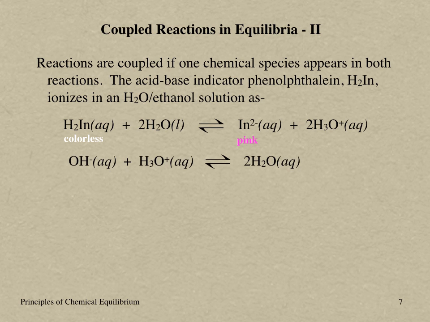For example, the second equilibrium shows what happens when hydroxide ion, or OH-, is added to a solution containing this indicator. The OH- reacts with H3O+ formed in the phenolphthalein equilibrium, shifting this equilibrium to the right, and turning the solution pink due to the increase in concentration of the -2 phenolphthalein anion.